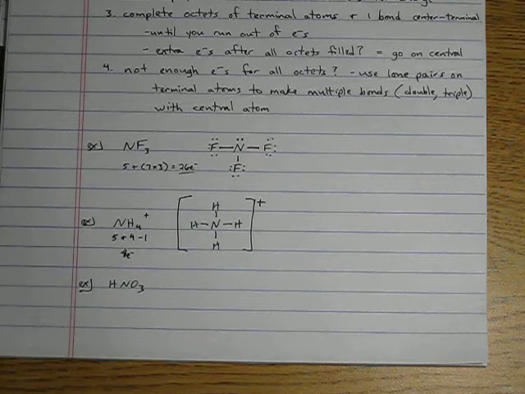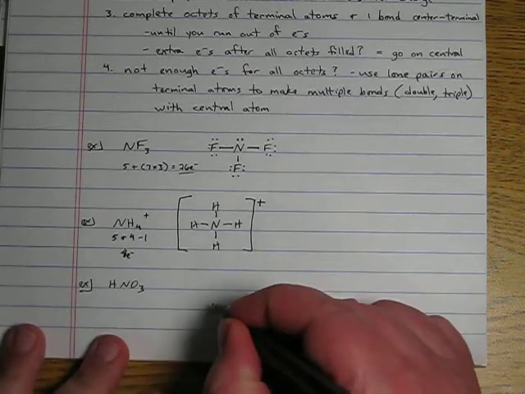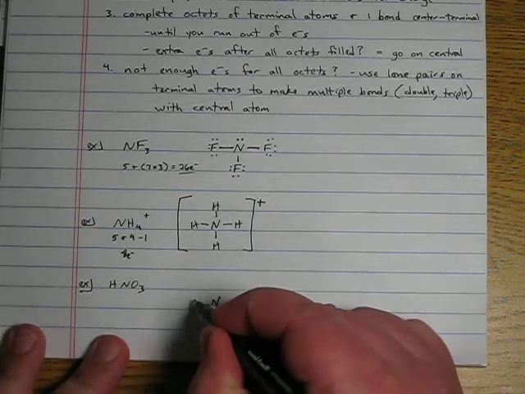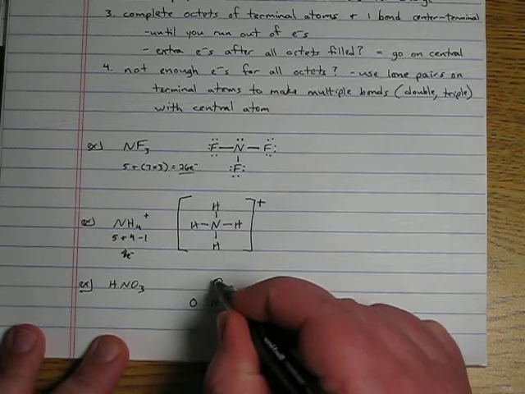Well, I've got oxygens, which are the most electronegative. They're probably going to be terminal. I've got 3 of them, which also leads me to believe oxygens are going to be terminal. So what's a central atom? Well, hydrogen cannot be a central atom. Therefore, nitrogen must be the central atom, and we must have the 3 oxygens around it.